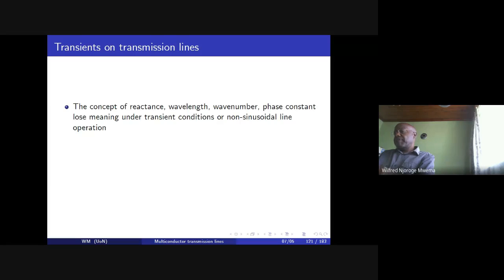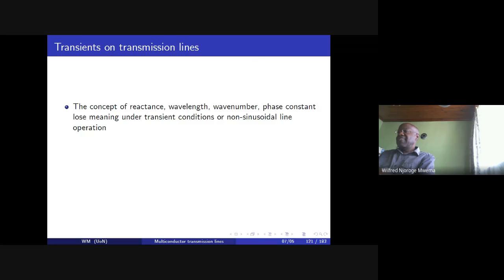Now, many times you'll find that the students would get very confused, especially when we say that we have transient conditions on that line. Or rather, sometimes, say for example, if that circuit was to be driven by a switching signal such as a square wave, then the impedance concept loses meaning. It doesn't have any meaning at all.